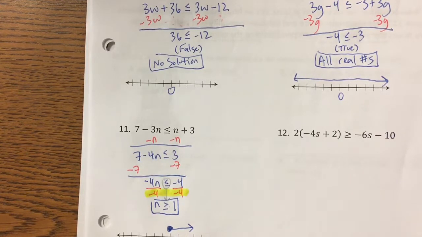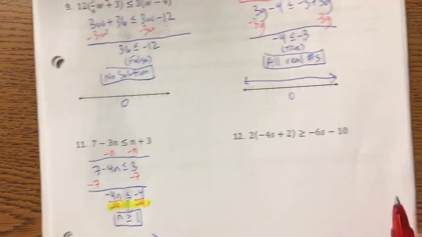All right, let's do one more, and then a couple of word problems, and then you can spend the rest of the time working on your homework. Although some of you probably already started. Hopefully. All right, number 12.